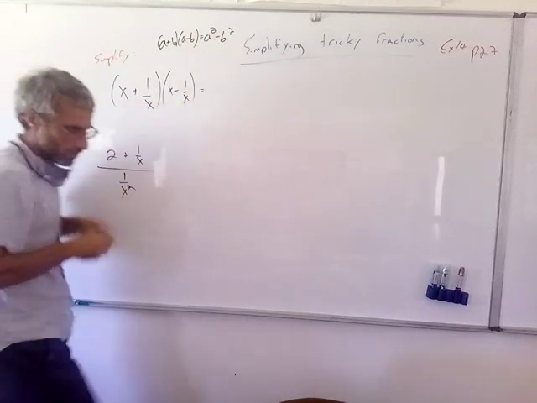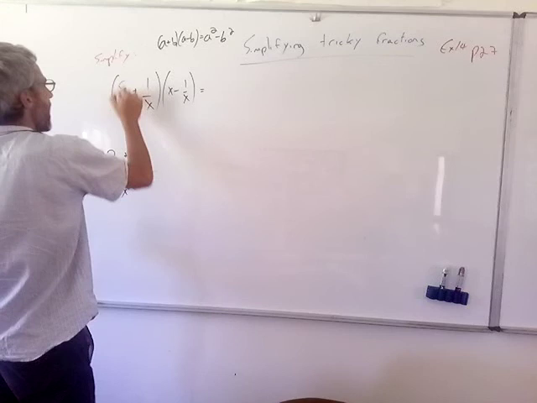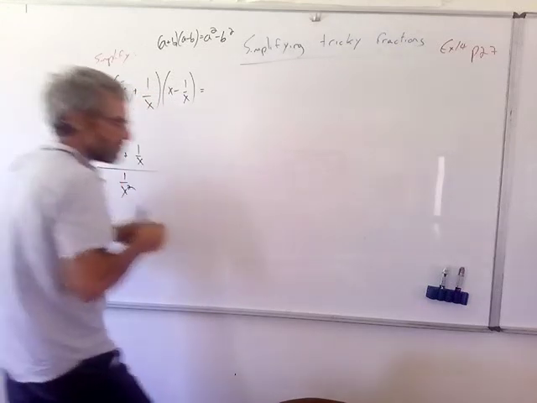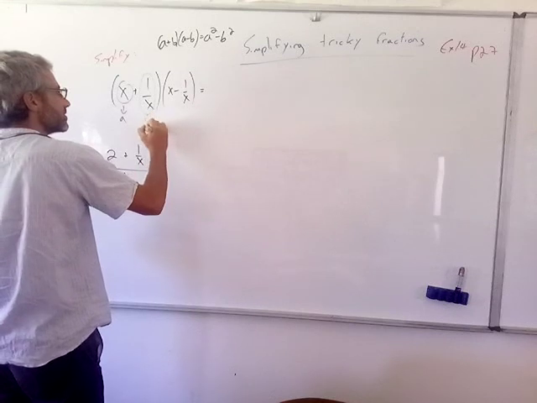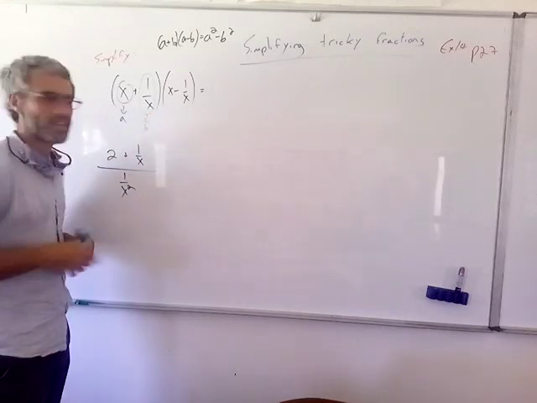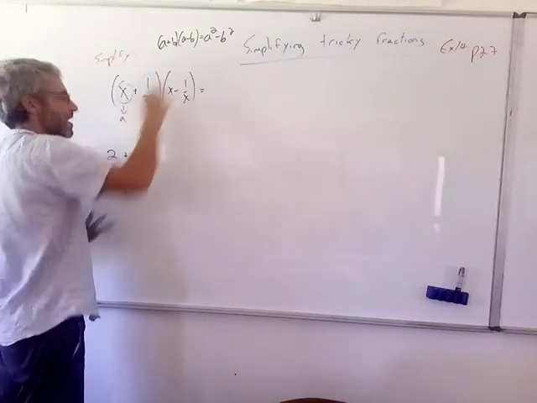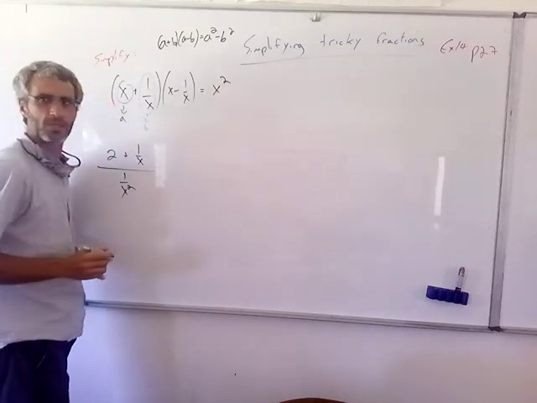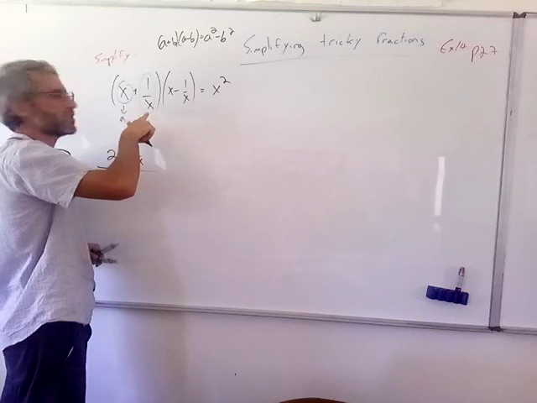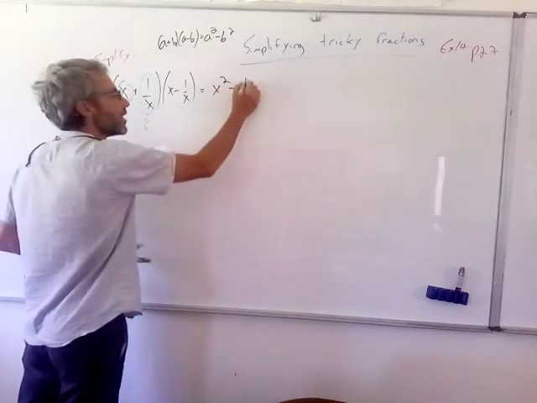So now x is your a, and b, what is b? 1 over x. So you see, it's a little bit tricky. It's a plus b times a minus b. So a squared is easy, just x squared. What is the b squared? 1 over x squared.